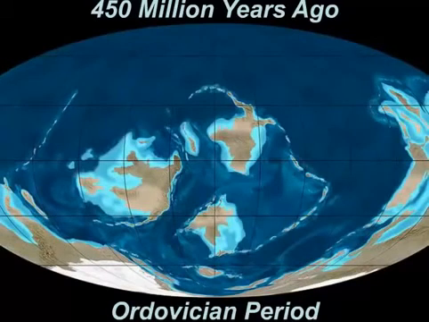We can see the continents have moved a bit more. One thing to note is this is the origins of the Appalachian Mountains, right about this period here. So the Appalachian Mountains are one of the oldest mountain chains that we find today on Earth's surface.